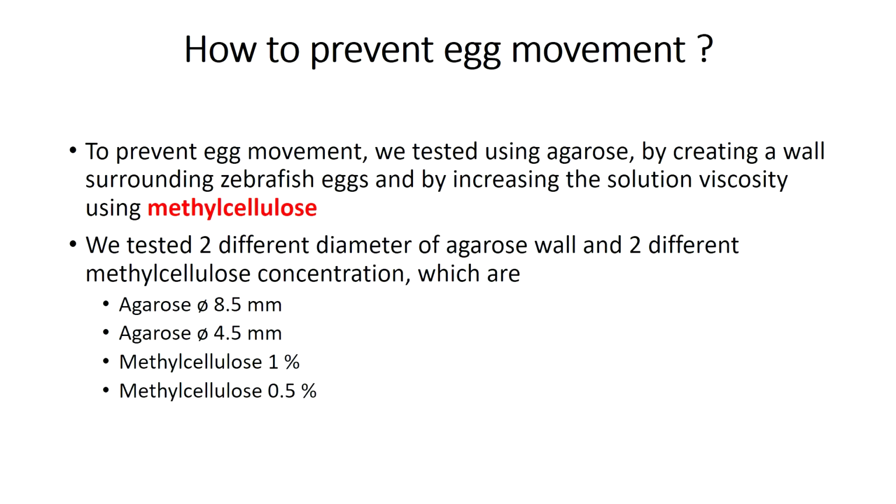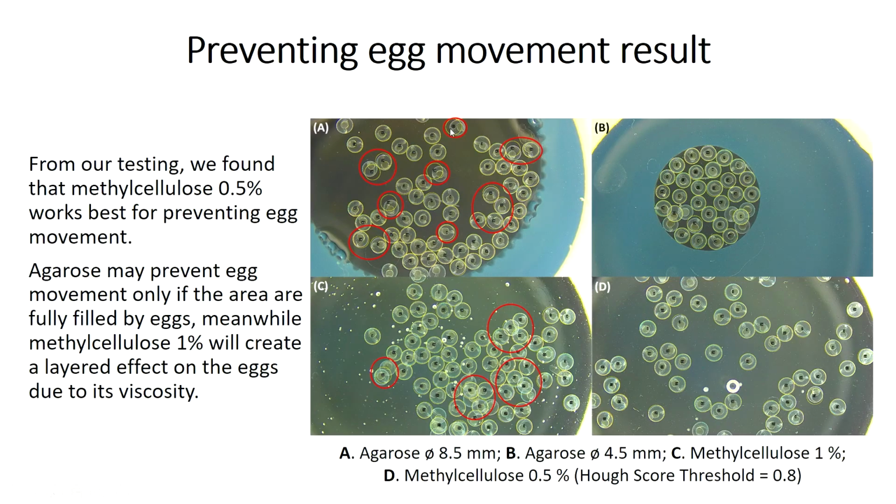To prevent egg movement, we created a wall surrounding the zebrafish eggs using agarose, and we increased the solution viscosity using methylcellulose. We tested two different diameters of agarose wall, 8.5 mm and 4.5 mm, and two different methylcellulose concentrations, 1% and 0.5%. So here is the result of our test.